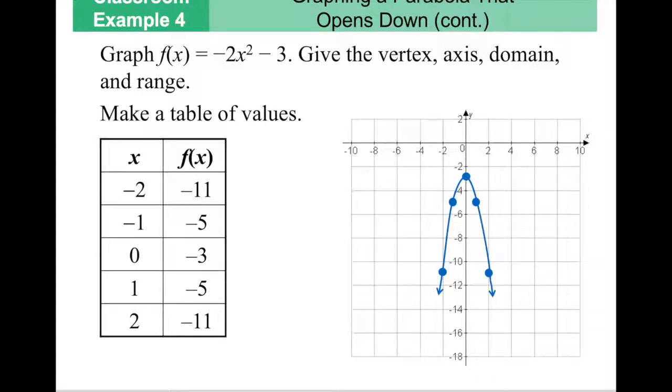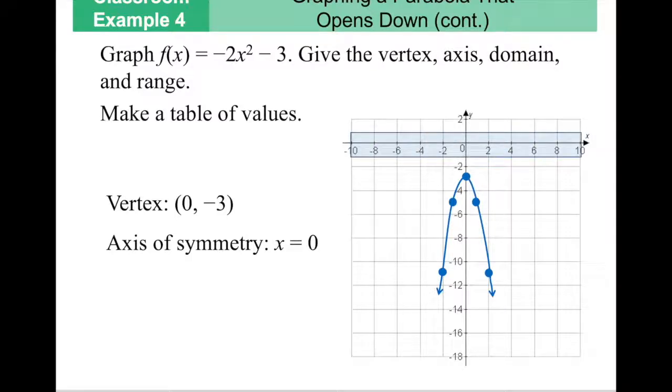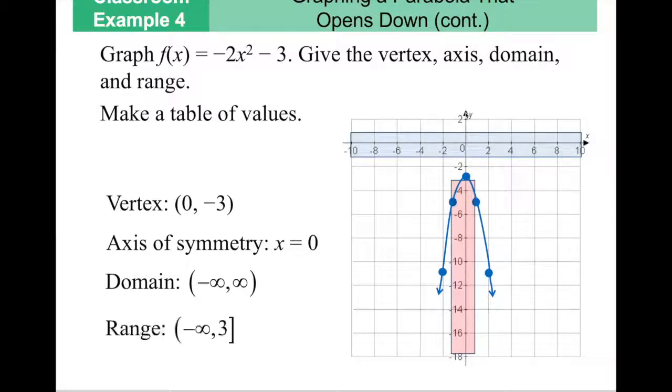Because it's upside down, my vertex is now a maximum at (0, -3), and that's not going to change my domain. It's not going to change my axis of symmetry, but it is going to change my range. So now when I go from the bottom to the top, the graph exists everywhere until we get to -3, then it stops existing. So we're going to have negative infinity to -3. That's a typo. That should be -3.